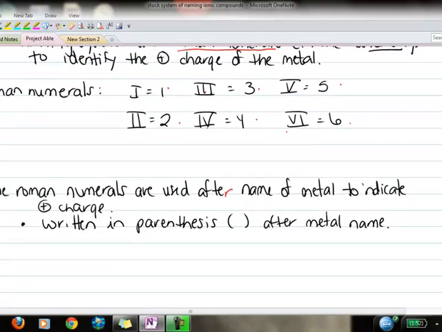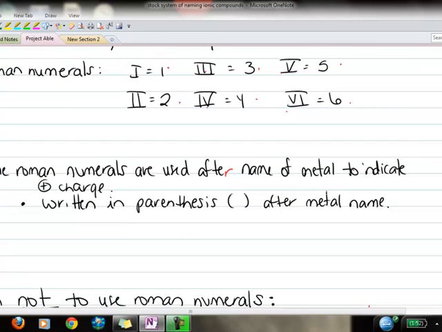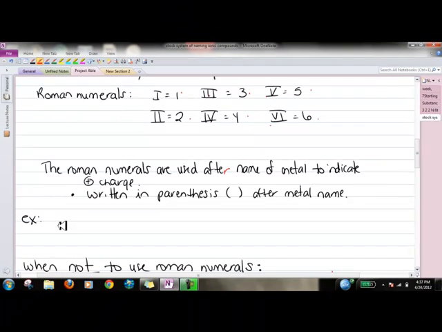These Roman numerals are used after the name of the metal to indicate the positive charge, and they're written in parentheses after the metal name. So before, we had the 2+ iron ion, so that would be written as iron (II). This again tells us that it's a 2+. The iron 3+ would simply be written as iron (III). That tells us it's a 3+. And the last one is the 6+. It is iron, that would be one after the V, iron (VI). And that's our 6+, all right? So we don't actually need to write these, that's just telling us what it is.